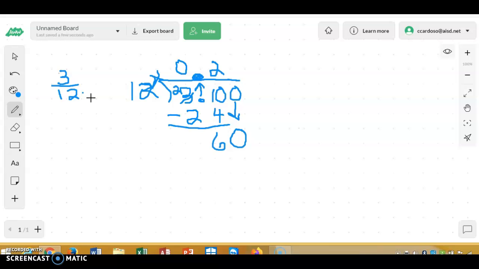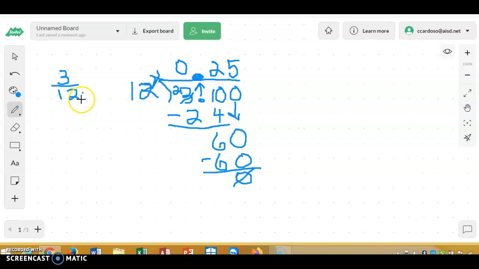12 times something is 60. 12 times 5. Woohoo! 12 times 5 is 60. Subtract it, and it divides out evenly. Nothing left over.